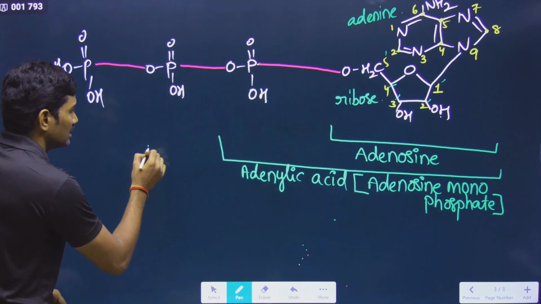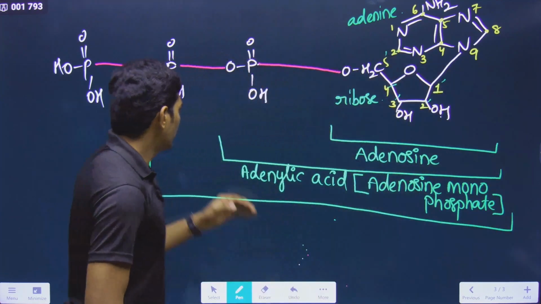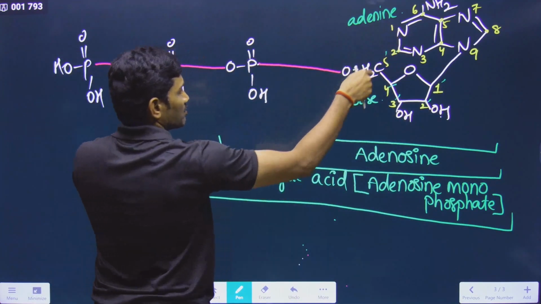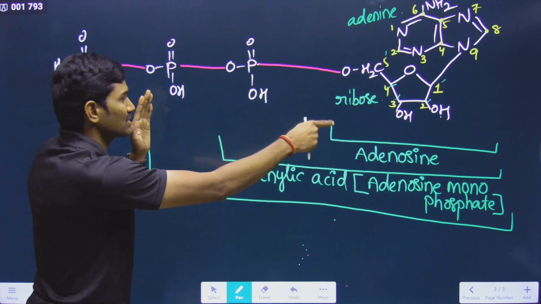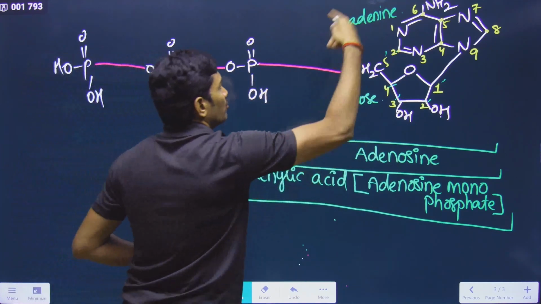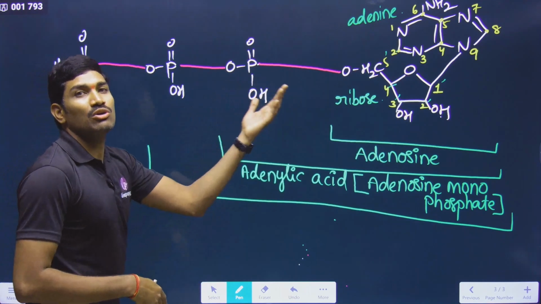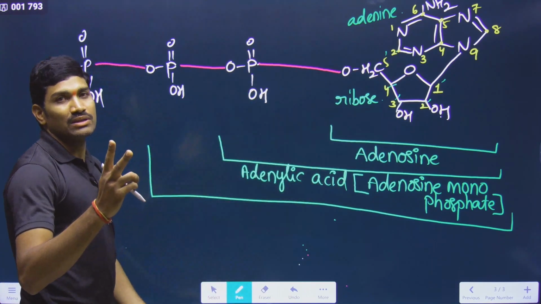And now let us see up to this. What is the name up to this? Nitrogenous base plus sugar means nucleoside. How many phosphates are you talking about? 2 phosphates. So nucleoside plus 2 phosphates. How will you write this? Nucleoside diphosphate. Understood or not?